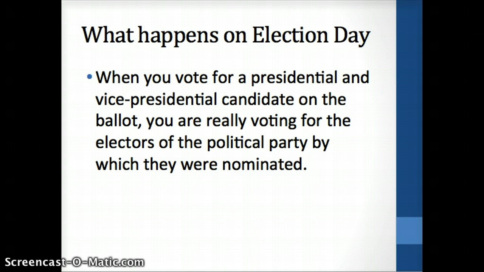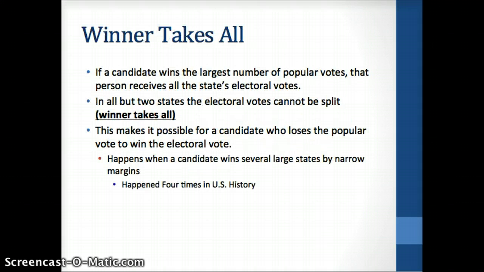So what actually is happening on Election Day is that when you vote for a presidential and vice presidential candidate on the ballot, you are really voting for the electors of the political party by which they were nominated. This leads to a system called winner takes all. If a candidate wins the largest number of popular votes, that person receives all of the state's electoral votes. Mitt Romney won the popular vote in Missouri in 2012, and so he got all 10 of our electoral votes. In all but 2 states, the electoral votes cannot be split, so that means the winner takes all.